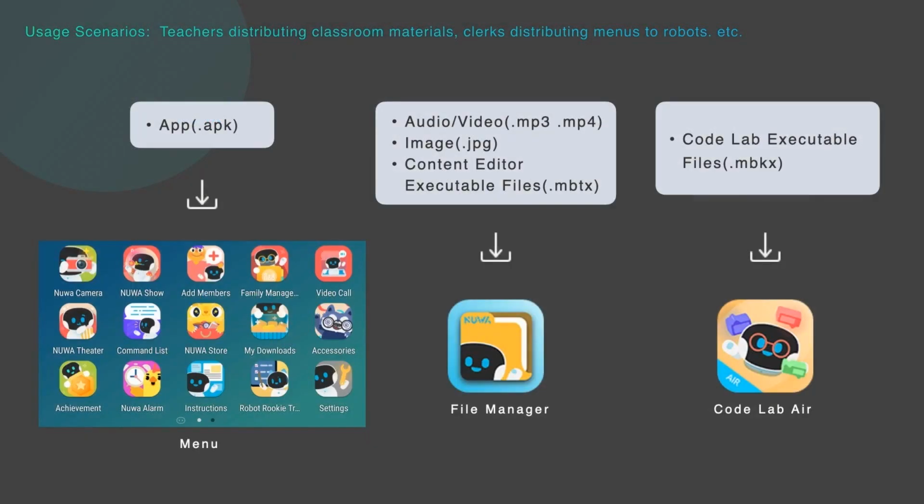Different types of files distributed to the robot will be categorized in different locations. App files will be directly installed and displayed in the robot's main menu. Other files, such as audio-video files, image files, as well as executable files from Content Editor, will be stored in File Manager. And the executable files from CodeLab will be stored in CodeLab Air.